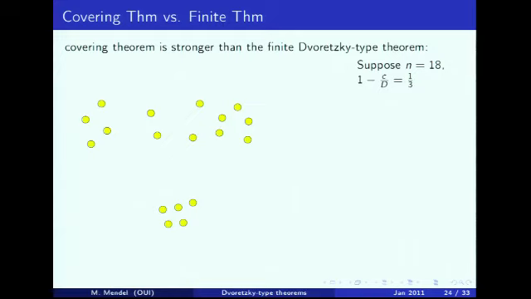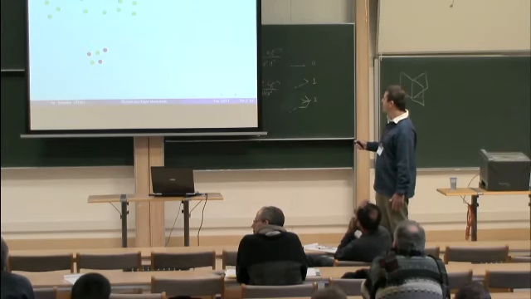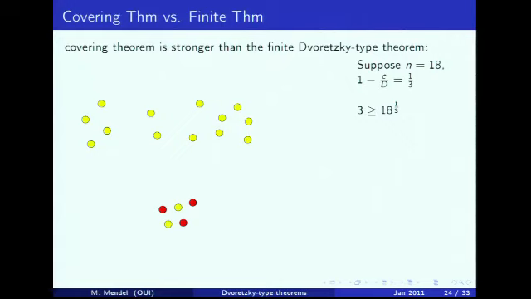Let me just give you another somewhat stupid example that shows that the statement of the covering theorem is strictly stronger than the finite theorem. So here's an example. It's a little bit simplistic. Assume we have 1 minus epsilon to be 1/3. Here is a solution for the finite Dvoretzky theorem. These 3 points are close to being equilateral, which is ultrametric, and 3 is larger than 18 to the power of 1/3. I checked it.